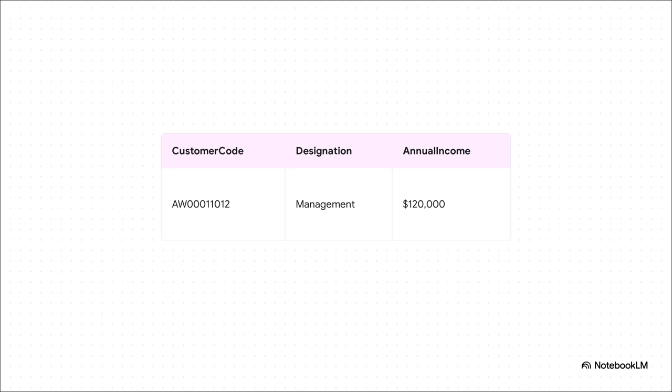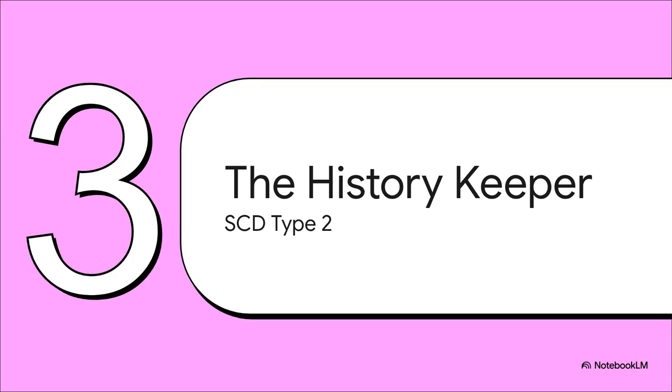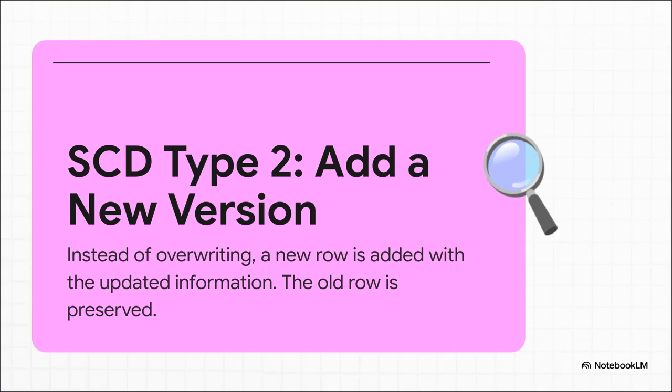But what happens when the change itself tells an important story? Well, that brings us to the real powerhouse of historical data tracking, SCD Type 2. People often call this the gold standard in data warehousing, and for good reason. It keeps a complete, unabridged historical record. The key idea behind Type 2 is that we never overwrite data. Instead, when an attribute changes, we treat it like a whole new version of that record.